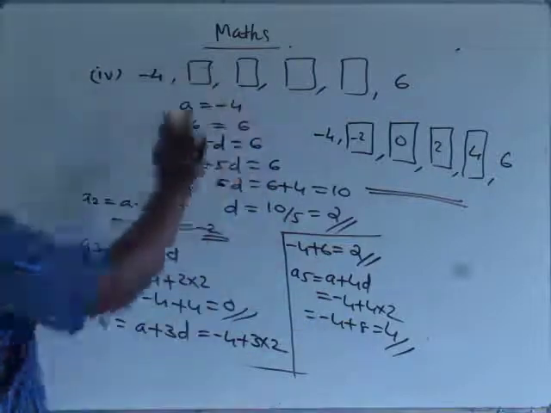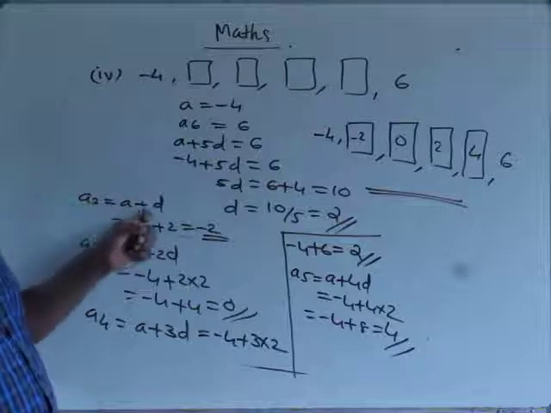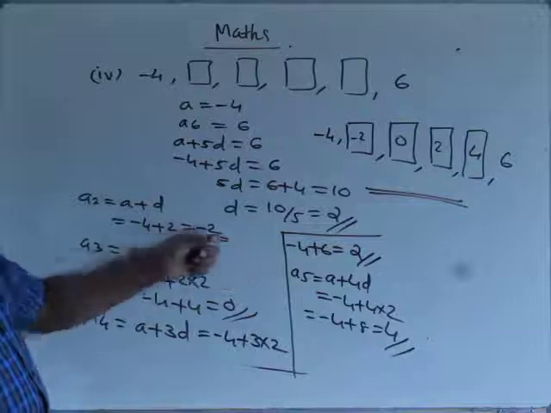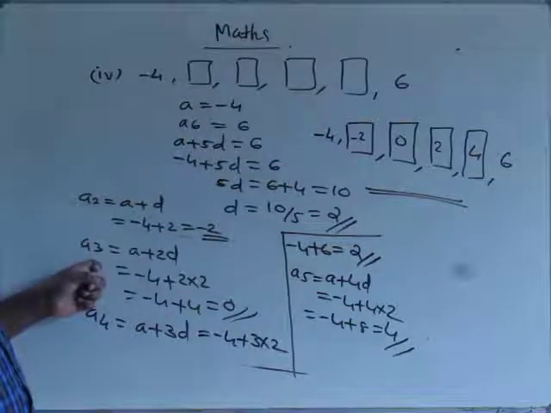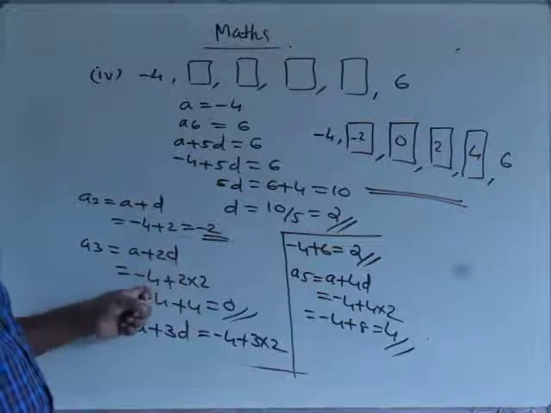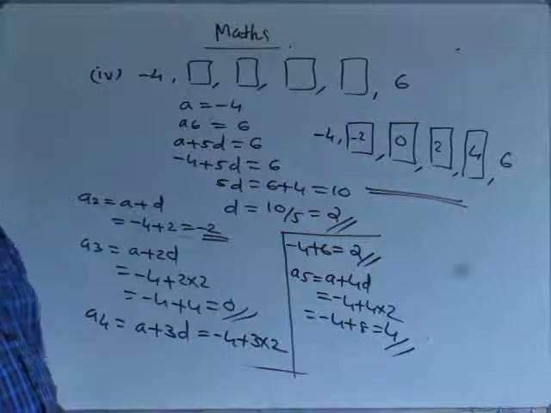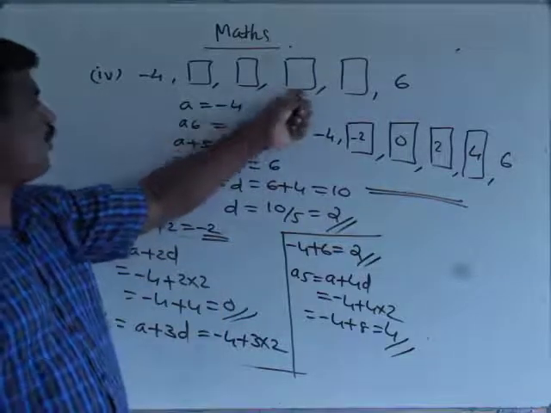Next find out the first box, that is the second term, A2. A2 formula is A plus 1D, that is A plus D. That is minus 4 plus D, D is 2, minus 4 plus 2, minus 2. Next find out this box, that is A3, the third term. The formula is A plus 2D, that is A minus 4 plus 2 into D, 2 into 2. That is minus 4 plus 4, the result is 0.